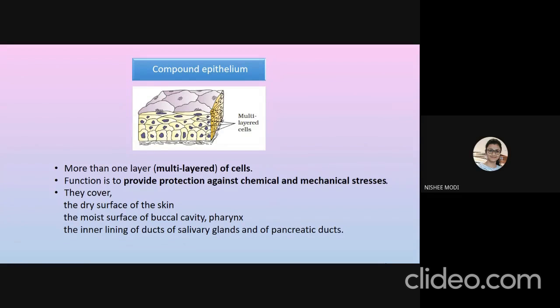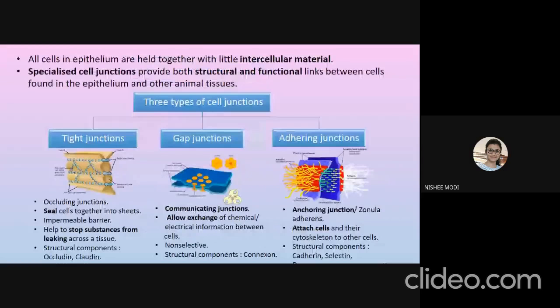And it can be many layered, like skin having the main three layers: epidermis, dermis, and basal membrane. Then the cells in epithelium are held together with little intercellular material. As I said earlier, in the definition of tissue, it is cells of the same function with intercellular substance. So in epithelium, specialized cell junctions are there, which provide structural and functional links between cells in the epithelium and other animal tissues.